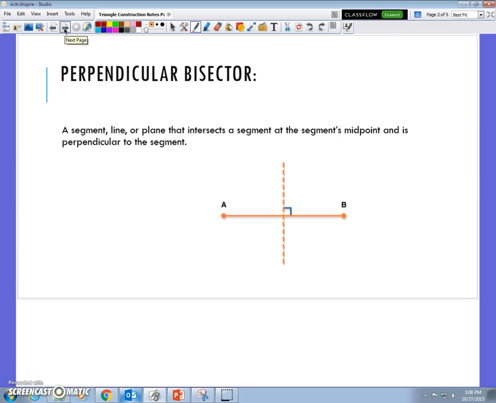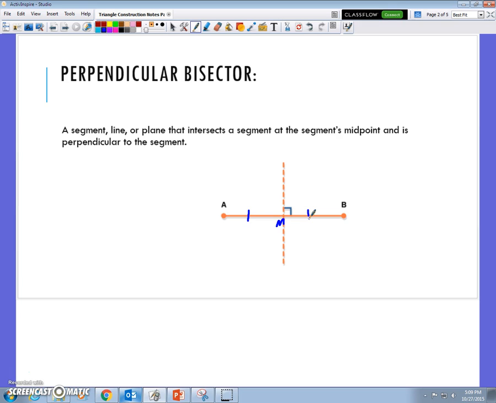Alright, a perpendicular bisector means exactly like it sounds. It is a perpendicular line that cuts a segment right in half. Where it intersects is the midpoint. So the distance from A to the midpoint, let's call this M, is the same as the distance from M to B. It has to cut it right in half, so it bisects into two equal parts.